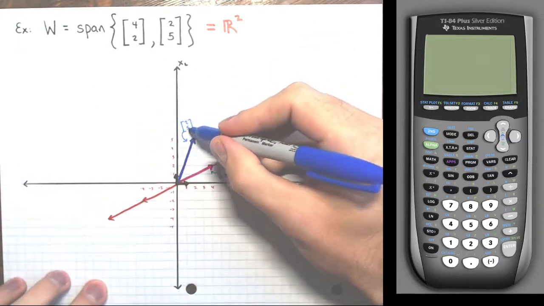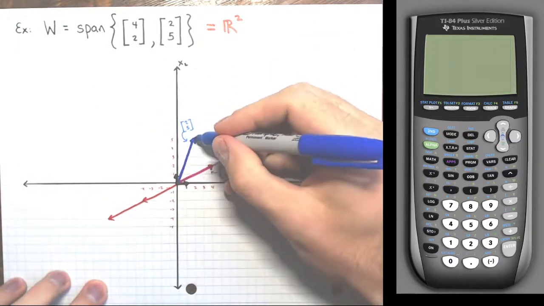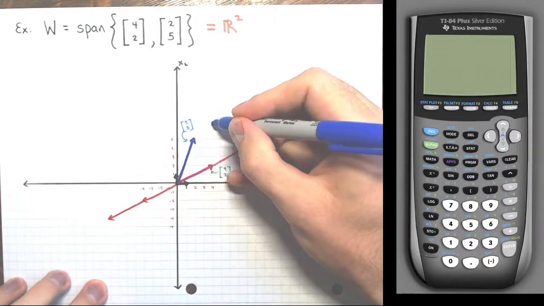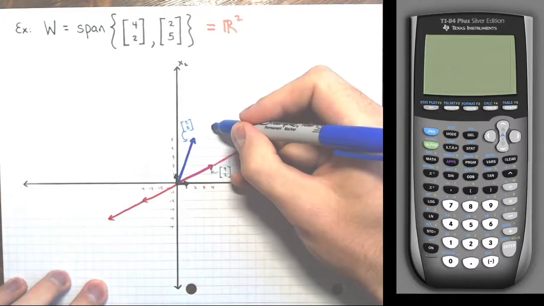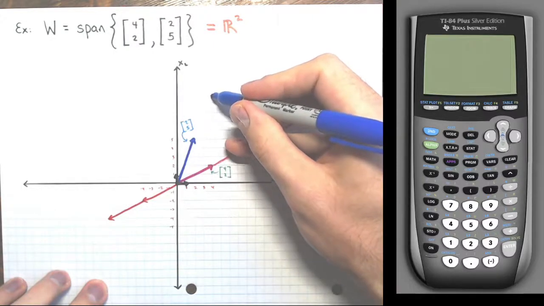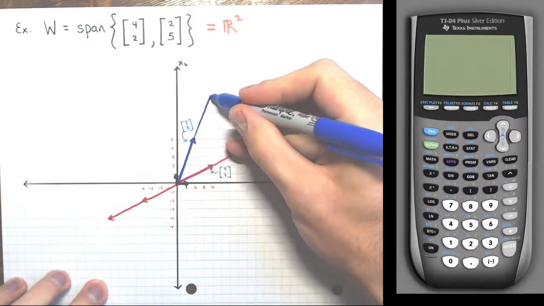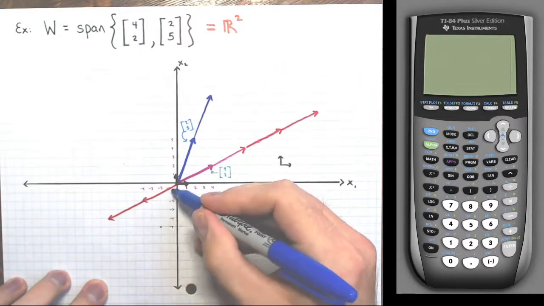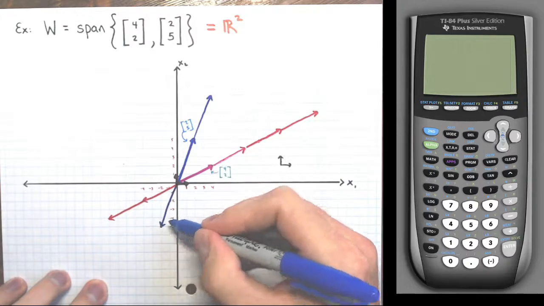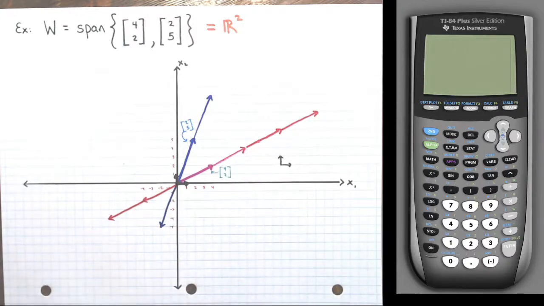All right, this is 2, 5. So right 2, up 5. Here's another 2, 5. And then going backwards, there's a negative 1 times 2, 5. And can you see the grid here?